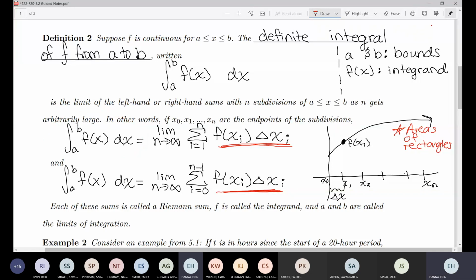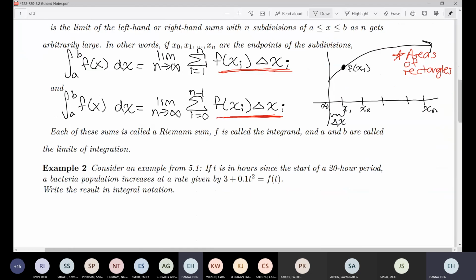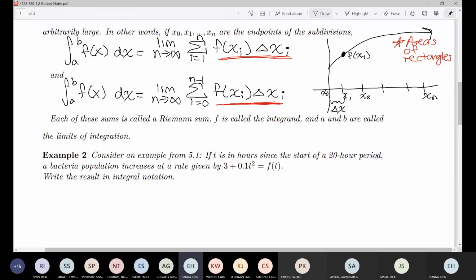That's the main thing we had to build up at 5.2. So, super scary definition that just essentially says we're taking infinitely many rectangles and adding their areas together. I've already called them Riemann sums, but this is where I officially say each of these sums is called a Riemann sum. F is called the integrand, and A and B are called the limits of integration. That's their other name. I usually call them bounds, but they're also called limits of integration.